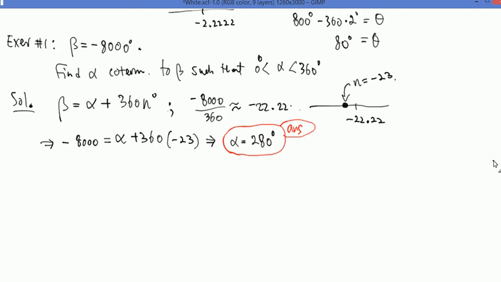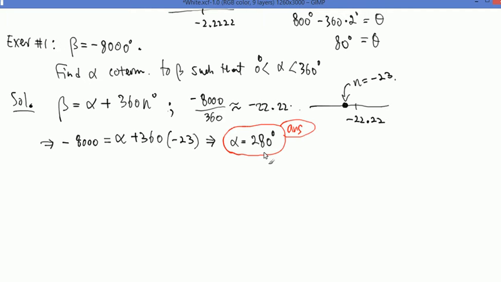All right, was that okay? All right, I divide that negative 8,000 by 360. Number was negative 22.22. So the number line is here. If you go right up to that point, that gives me the right amount to subtract off and be left with a positive number. So that's the negative 23. So negative 23 plugged into this coterminal angle formula, then it'll solve for alpha algebraically. Gives you 280 degree. Okay?